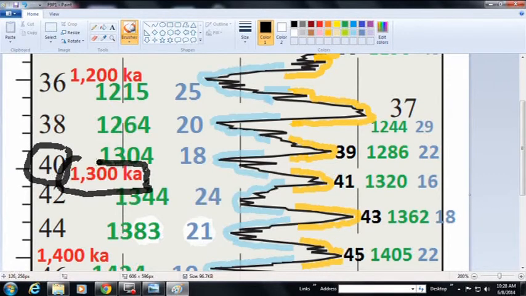The red numbers mark the time scale in thousands of years, so here we are at 1.3 million years ago. Then I have added the start times in thousands of years in green numbers. And the blue numbers show how long each of these MIS stages lasted.